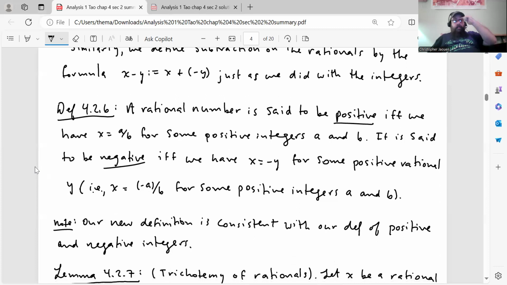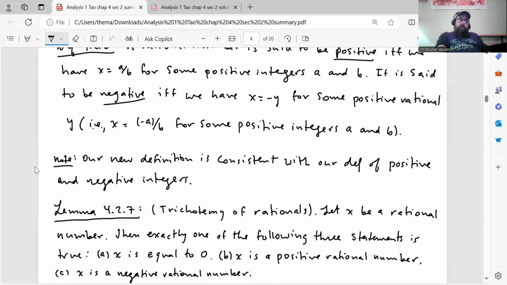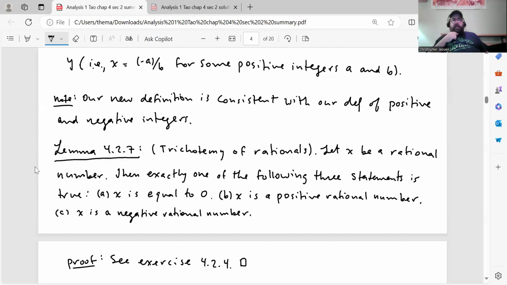Okay, definition 4.2.6. A rational number x is said to be positive if and only if we have x equals a over b for some positive integers a and b. It's said to be negative if and only if we have x equals minus y for some positive rational y. For example, x equals negative a over b for some positive integers a and b. Our definition is consistent with our definition of positive and negative integers, so all that stuff carries over.